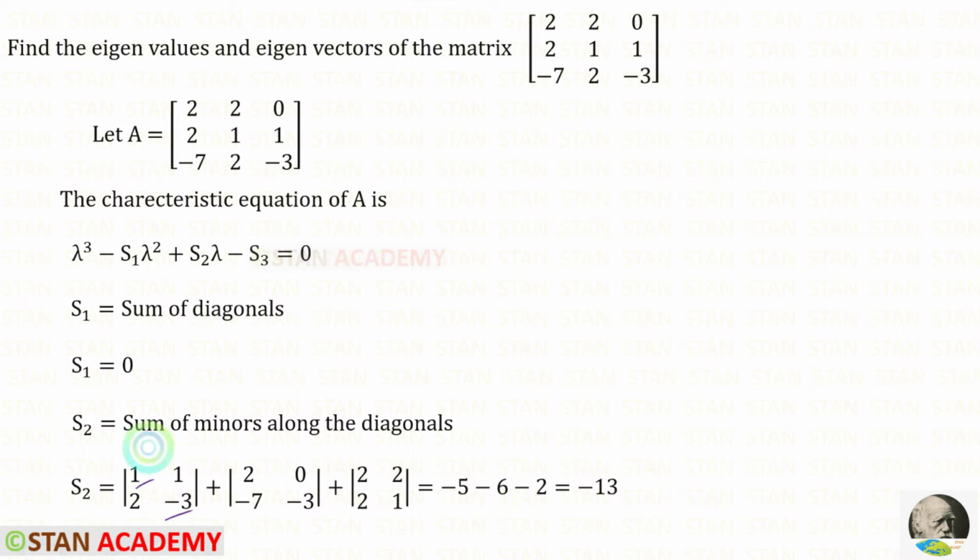1 into minus 3, it will be minus 3, minus 1 into 2, it will be 2. So we will get minus 5. 2 into minus 3, it will be minus 6, minus 7 into 0, it will be 0. 1 into 2, it will be 2, minus 2 into 2, it will be 4. 2 minus 4, it will be minus 2. In this way, for S2, we will get minus 13.